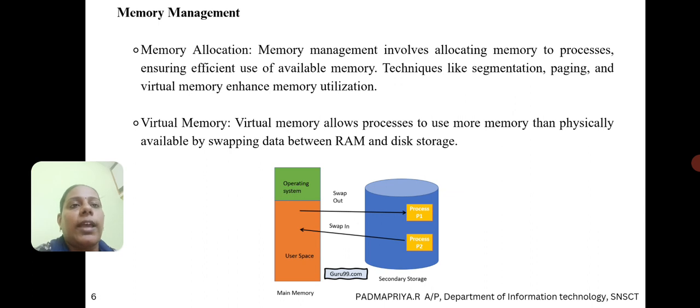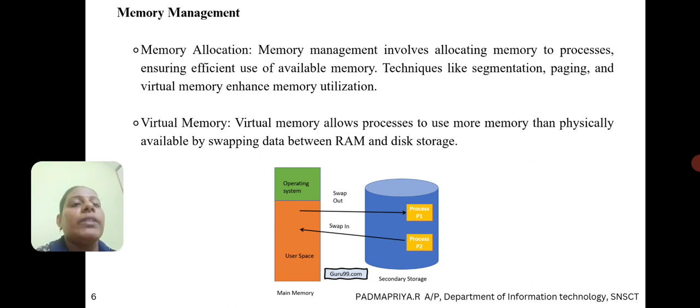These are all the things that will not happen. So once we want to execute the process, we have to allocate the memory, ensuring efficient use of available memory. For what kind of techniques do we have to use for memory allocation? Segmentation, paging and virtual memory enhance memory utilization. Virtual memory.